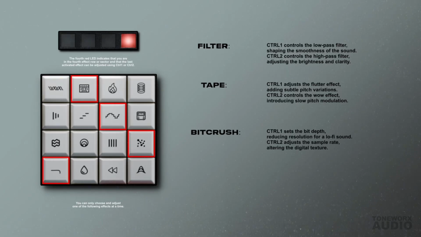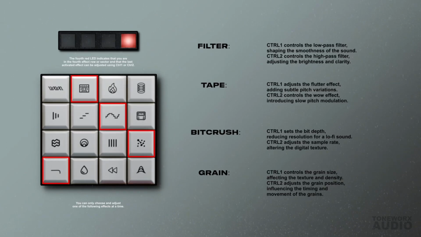With the bit crush effect, Control 1 sets the bit depth, reducing the resolution to create a lo-fi aesthetic. Control 2, on the other hand, adjusts the sample rate, altering the digital texture and overall character of the effect.